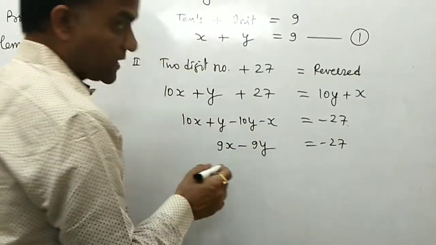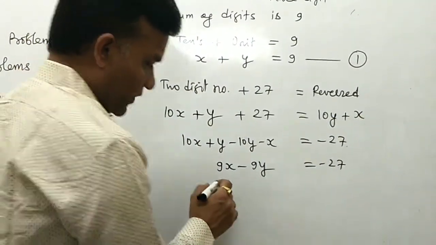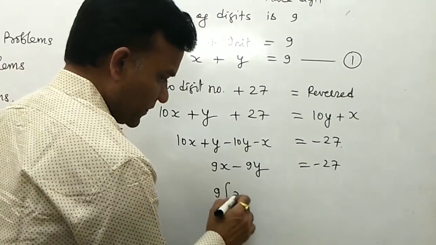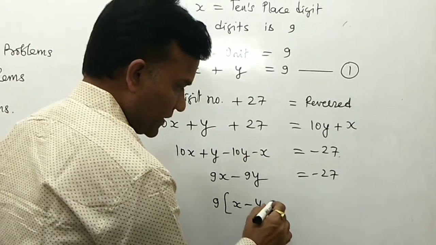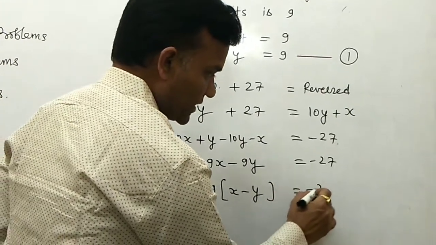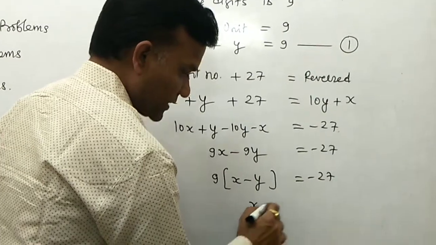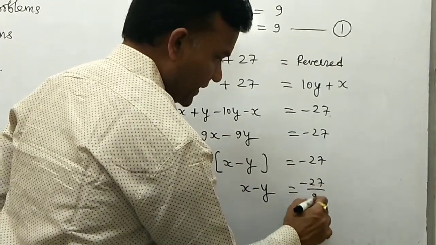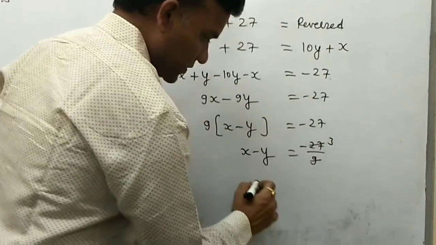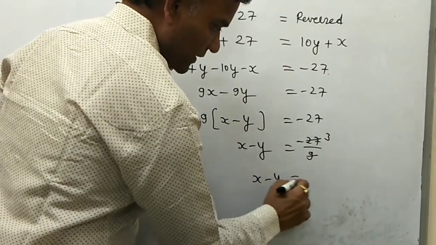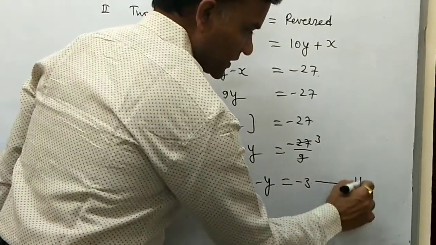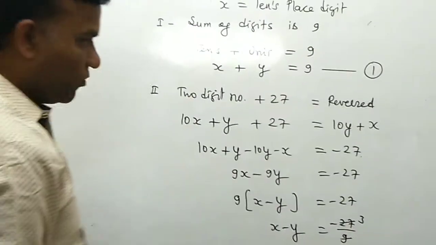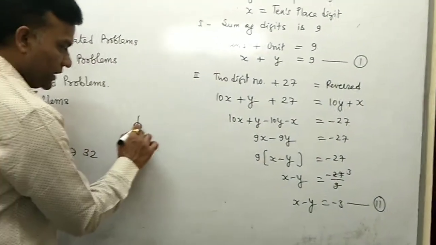Okay, so 9 is common. Taking 9 outside, we get x minus y, equal to minus 27 by 9, and 9 threes are 27. So your equation is x minus y is minus 3. Now this is the second equation. Okay, so you have equations 1 and 2.